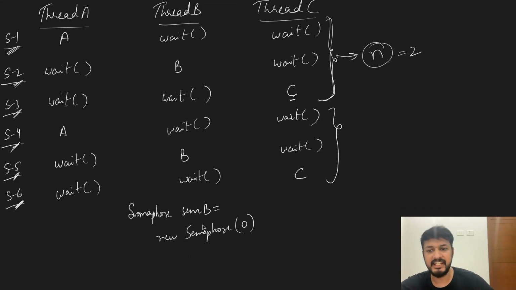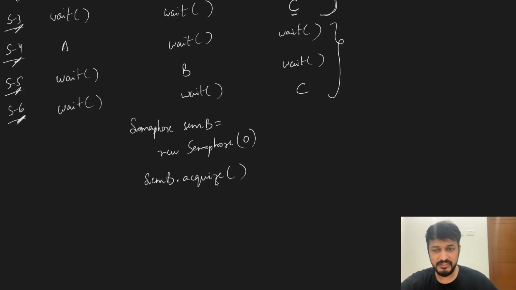So we went ahead and created a semaphore named Semaphore B with 0 permits. What should be our next step to put this thread B into wait state? We saw in our last video, right? We'll go ahead and write semaphoreB.acquire. So at this point of time, how many permits does semaphore B have? Semaphore B has 0 permits.